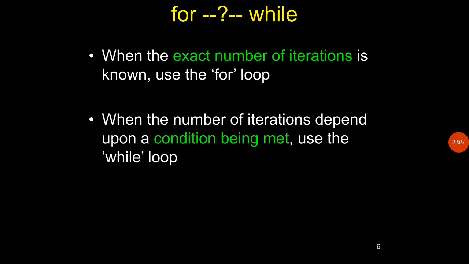And see then, when to use a for and while loop. Now we know when to use if and switch statements. Then the one more question is, when to use a for and while loop. See here, when the exact number of iterations is known, if we know the exact number of iterations, in that case use the for loop.